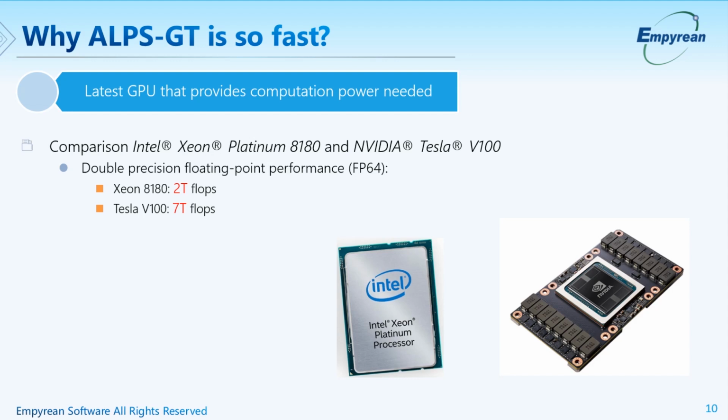So one Xeon CPU can provide a total of 2 teraflops of FP64 performance, while a single Tesla V100 GPU card can provide 7 teraflops of FP64 performance. The performance difference is caused by the number of cores available in the CPU and the GPU. The CPU has only 28 physical cores, while the GPU has more than 5,000 FP64 cores. That is why the GPU has much more FP64 performance than the CPU.